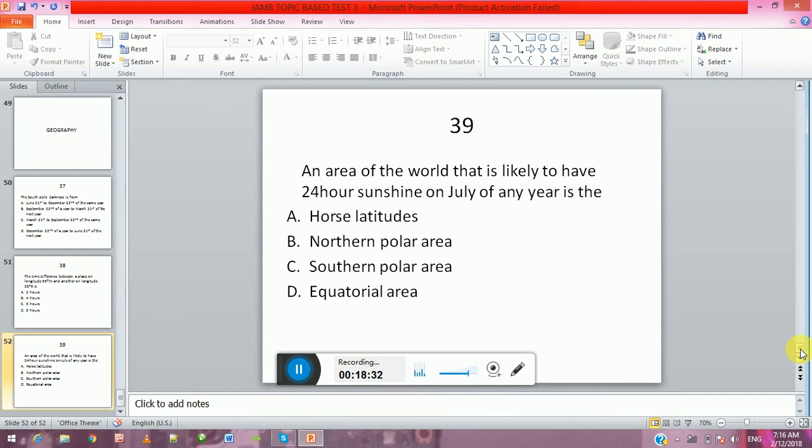An area of the world that is likely to have 24-hour sunshine in July of any year is the A. Horse latitudes, B. Northern polar area, C. Southern polar area, D. Equatorial area.